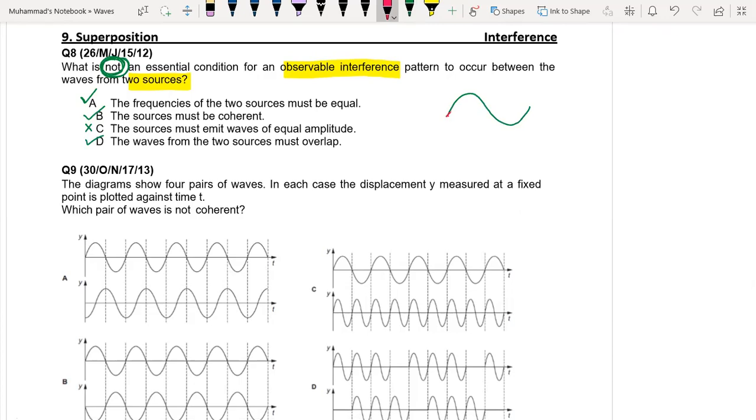For example, if we have this one wave and this is the second wave and they have different amplitude, okay, so they have equal wavelength, equal frequency, but different amplitudes. So the resultant amplitude over here will be the sum of these individual amplitudes, and we will get this type of wave. This is, for example, 1 unit, this is 2 units, so the resultant amplitude will be 3 units, and over here minus 3 units. So option C is correct.